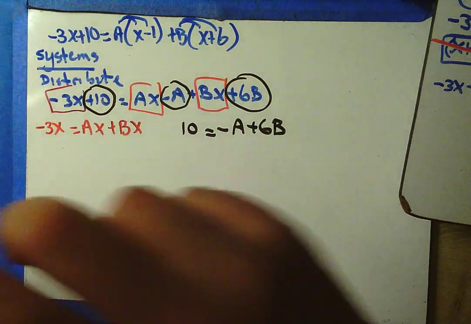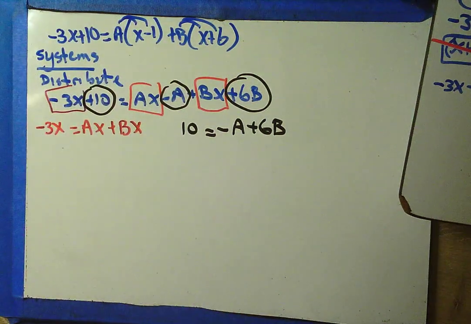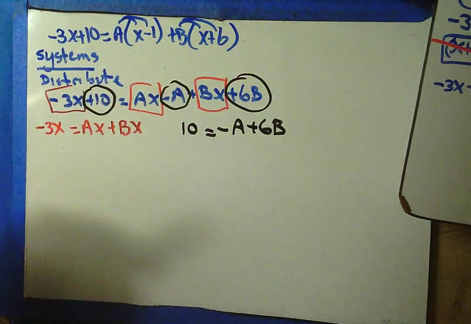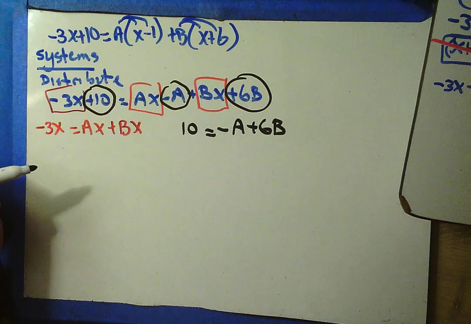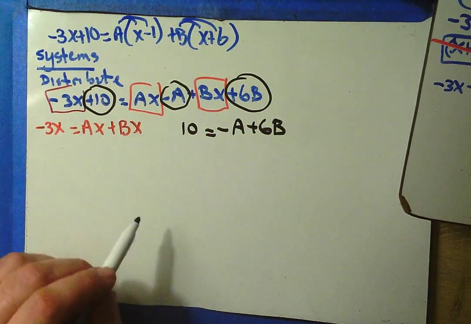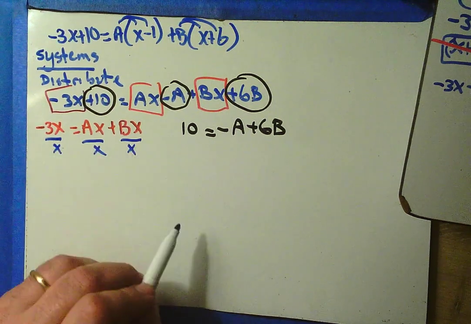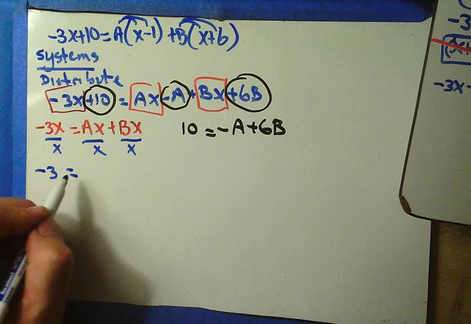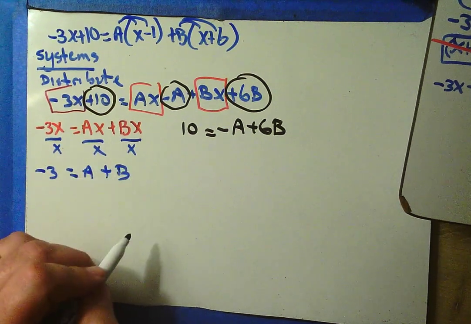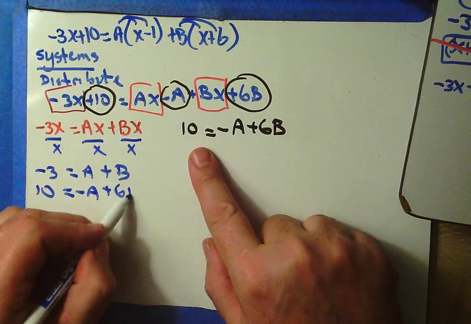And we haven't gone to solving systems yet, but you did do systems last year. So what do we remember about solving systems? Well, we could use elimination or substitution. I don't recommend using graphing. Ooh, there's one other thing I want to do. See how all of these terms have an x? Well, I want to divide everywhere by x. And so now I'm going to end up with negative 3 equals a plus b. And here I have 10 equals negative a plus 6b.